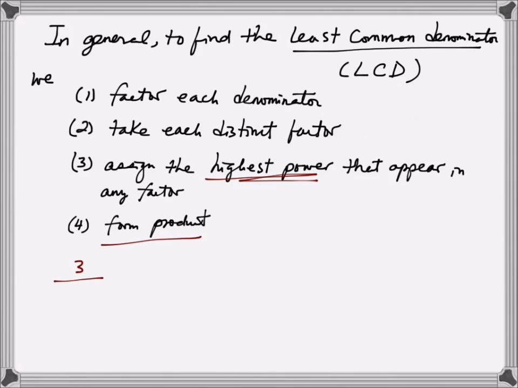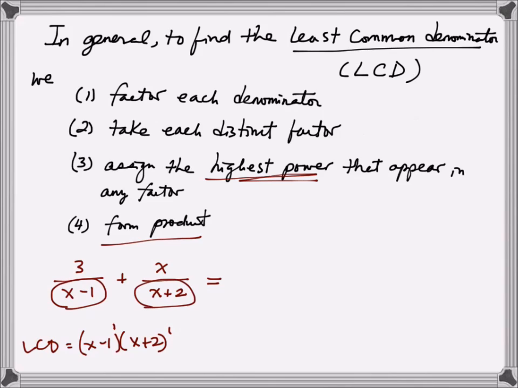We have 3 divided by x minus 1 plus x over x plus 2. The LCD in this case would be x minus 1 times x plus 2, each raised to the first power, because both expressions here are already in completely factored form, and they're distinct from each other, so we need to take one of each of them. And then the next step is to figure out how to write your original expressions in the LCD form. So we examine the first expression.